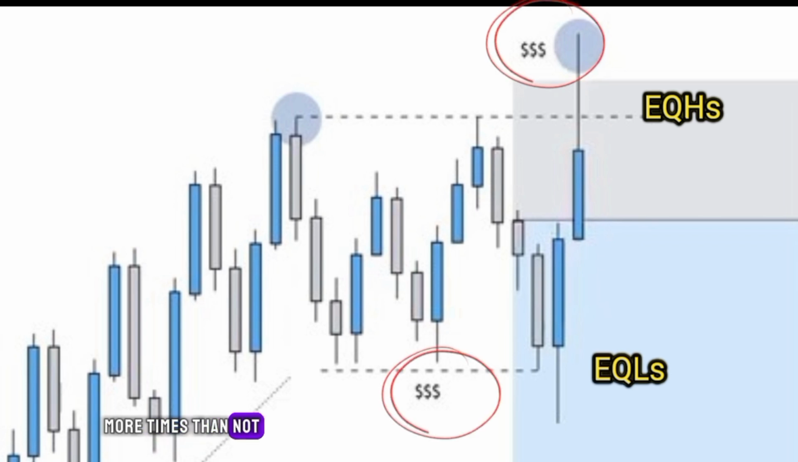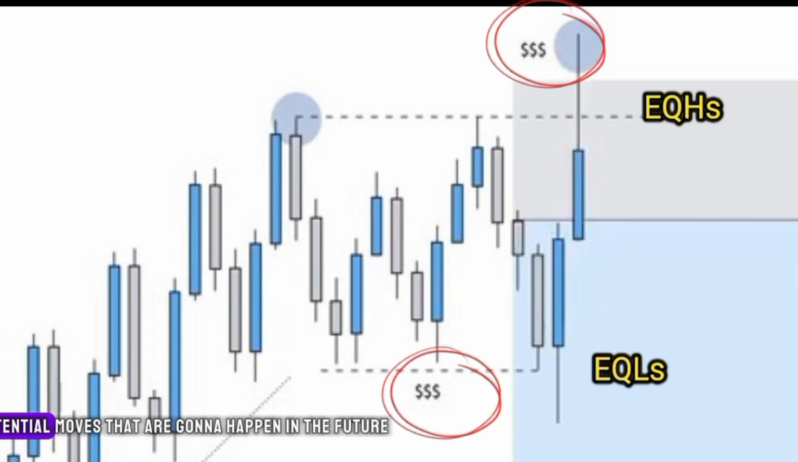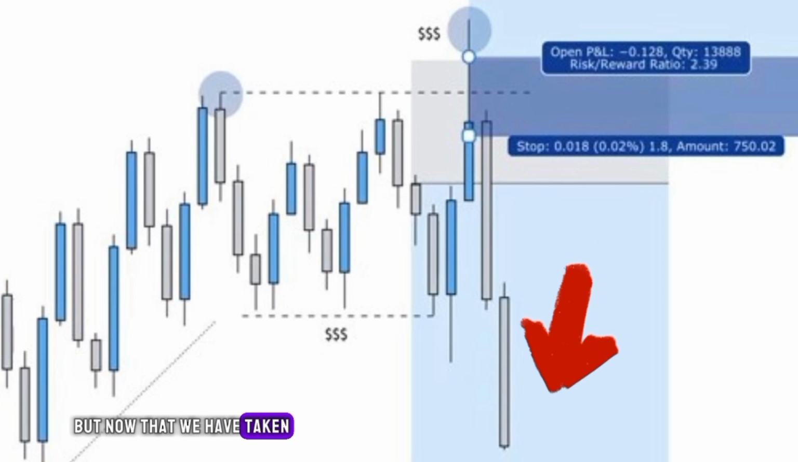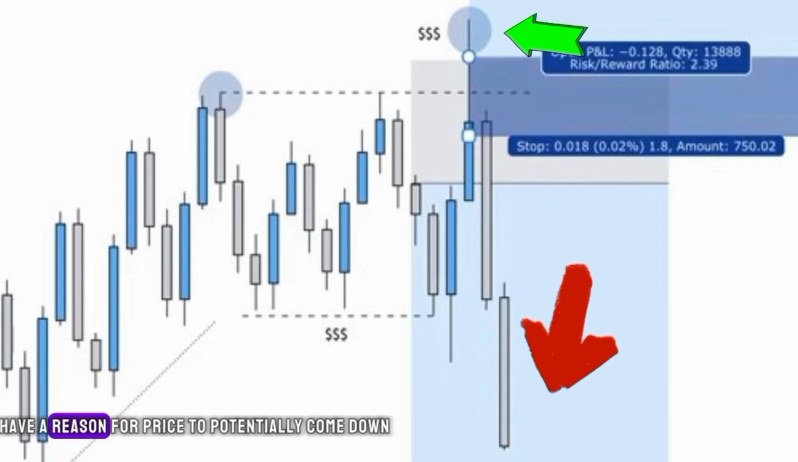More times than not, B gonna come up, seek all of this liquidity, which basically is just taking money from all of the people in the sells, which helps to fuel any potential moves that are going to happen in the future. Which likely still going to come down, but now that we have taken liquidity from this wick, we have a reason for price to potentially come down.